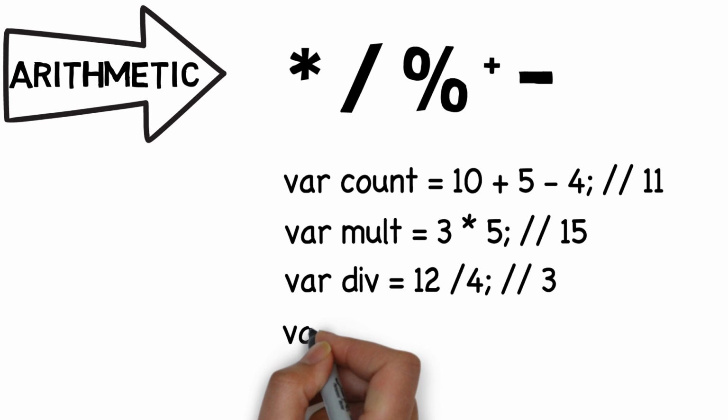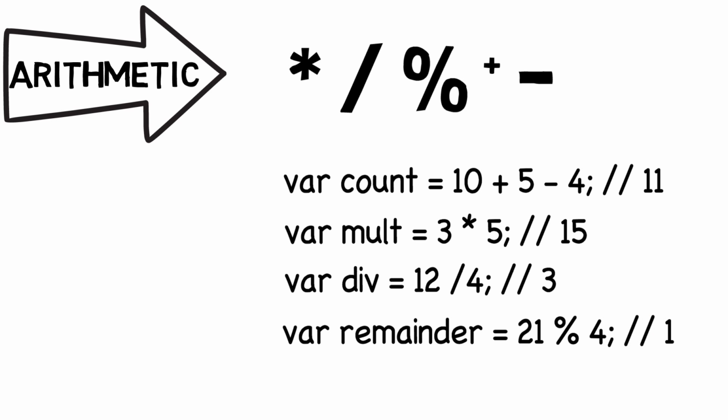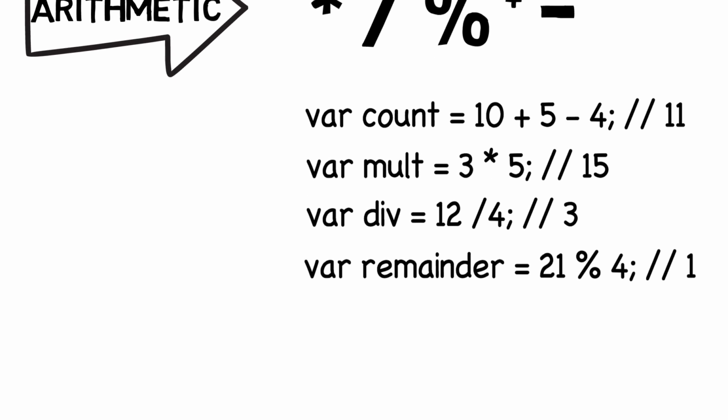Next, let's look at the modulus operator, represented by the percentage symbol on your keyboard. This will give us the remainder of two values. So var remainder equals 21 modulus 4. 4 will go into 21 5 times with one remainder. Modulus may be helpful in the future when trying to choose values that are only even or implementing some sort of filter for choosing every other value.